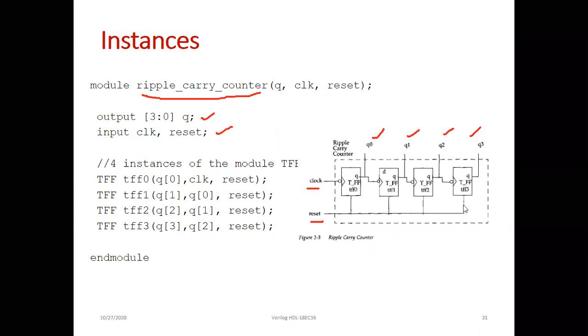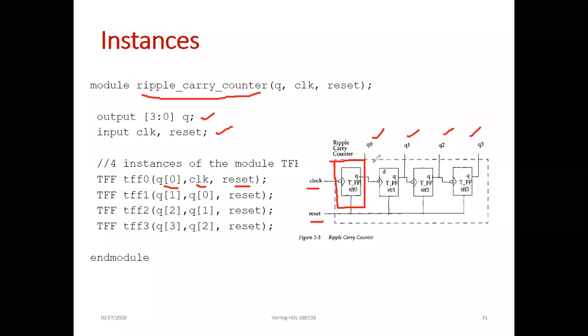Next you can see there are 4 instances. Instance in the sense, these are called instances. The first instance is nothing but TFF. You see this, TFF0 is the instance label. You see only this first T flip-flop, don't see any other things. Now in this, first the output is what? This output is Q0. Next the input is clock. Yes, clock. Next one more input is reset.